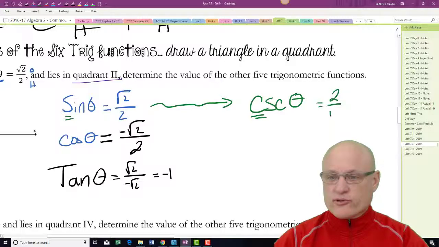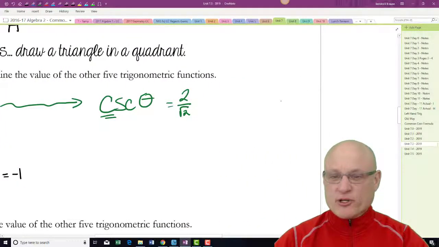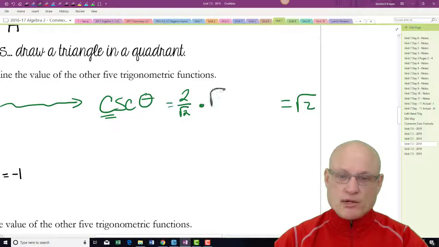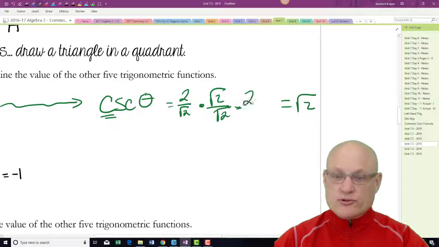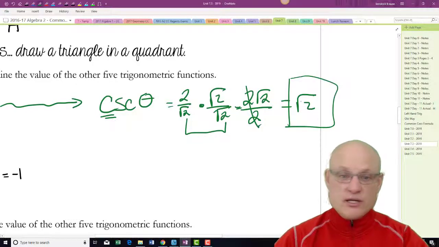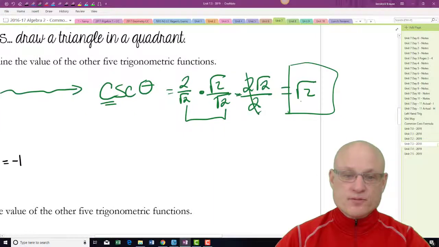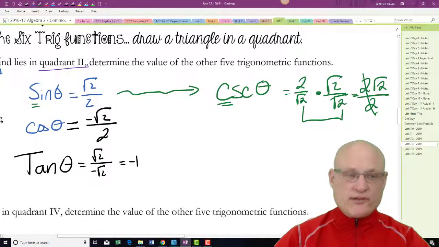2 over the square root of 2. You remember what that is rationalized? Hopefully you remember it's just the square root of 2. But if you don't, we're going to multiply by the square root of 2 over the square root of 2. So we get 2 square roots of 2 over square root of 2 times square root of 2 is 2. The 2s cancel, and I get square root of 2.